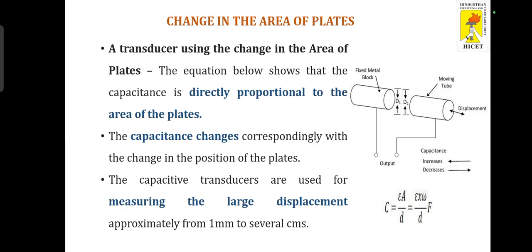The capacitance changes correspondingly with the change in the position of the plates. If the distance between the plates increases, the capacitance will decrease because the distance is inversely proportional to the capacitance. If the distance between the plates is reduced, we will have more capacitance. These capacitive transducers are used for measuring larger displacement, approximately from 1 millimeter to several centimeters.